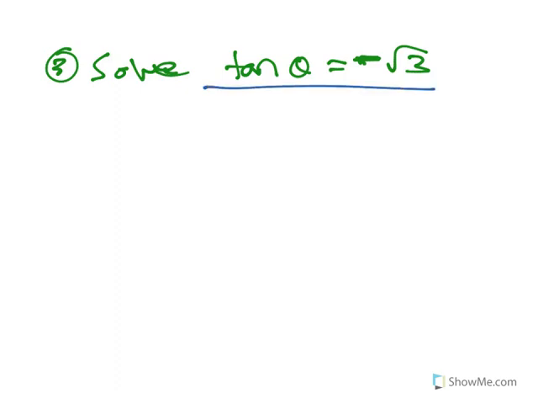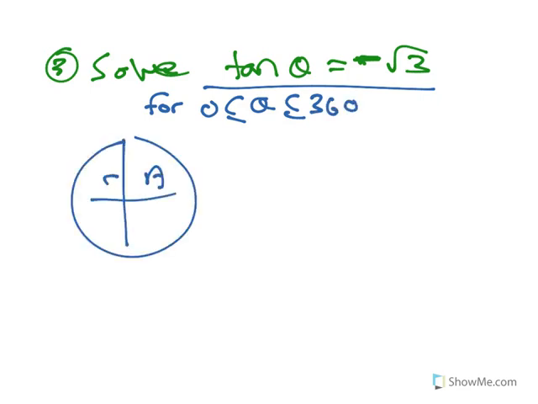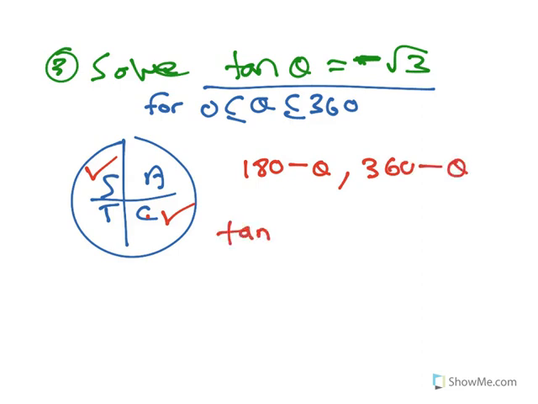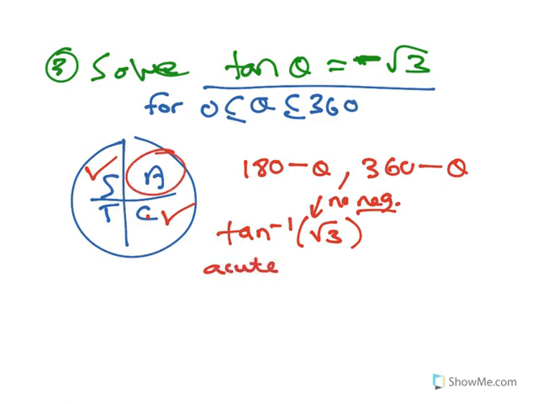Okay, so tan theta equals minus root 3, and we'll solve it for theta between 0 and 360. Okay, so where is tan negative? Tan is negative in that quadrant and that quadrant, so 3 and 4. So we're looking at 180 minus theta, 360 minus theta. To find the acute angle, you go tan inverse of root 3. Notice no negative, because if you did negative, it would not put it into the 1st quadrant, which gives you the acute angle. So that will give you 60 degrees.